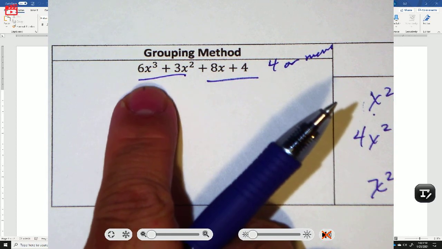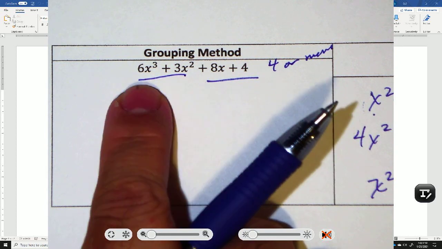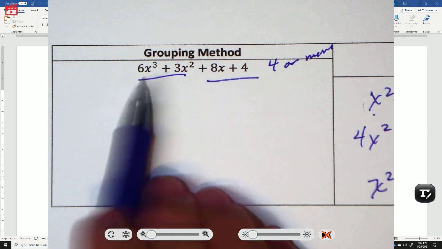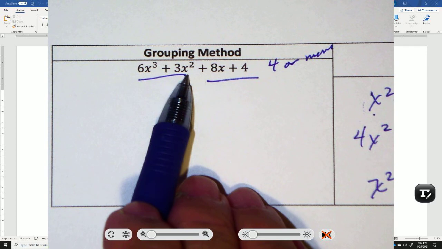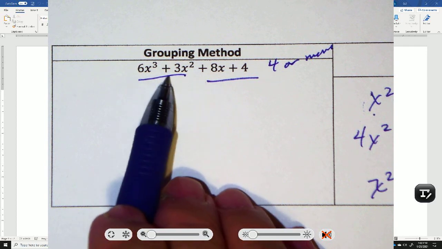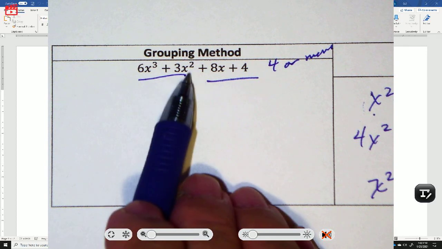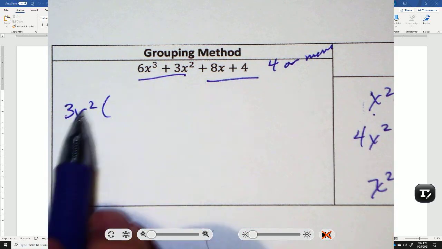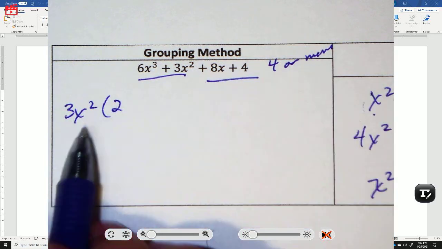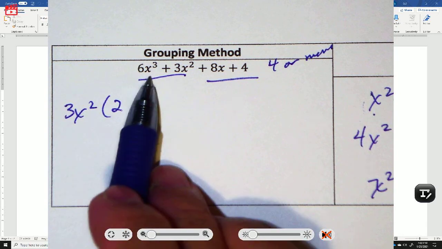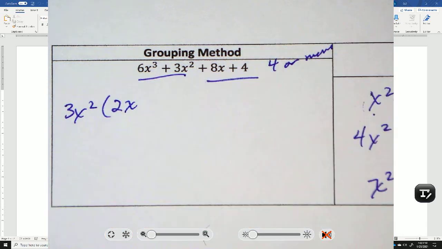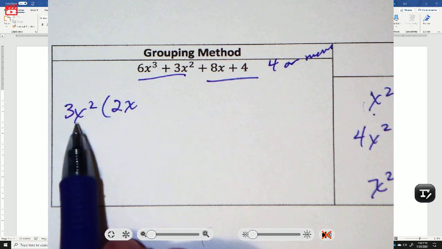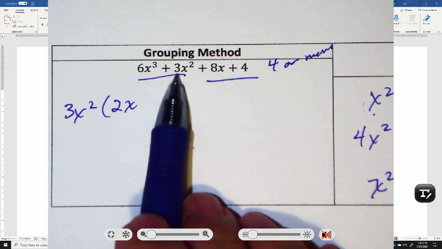So what goes into both 6x cubed and 3x squared? Well, 3 goes into both 6 and 3. And you always notice the front group is always going to have a variable in common, and you take the lower exponent, so it's 3x squared. So 3x squared comes out. 6 divided by 3 is 2. If you take x squared out of x cubed, that's going to leave an x. So I've taken 3x squared out of 6x cubed. Now I'm going to take 3x squared out of 3x squared.